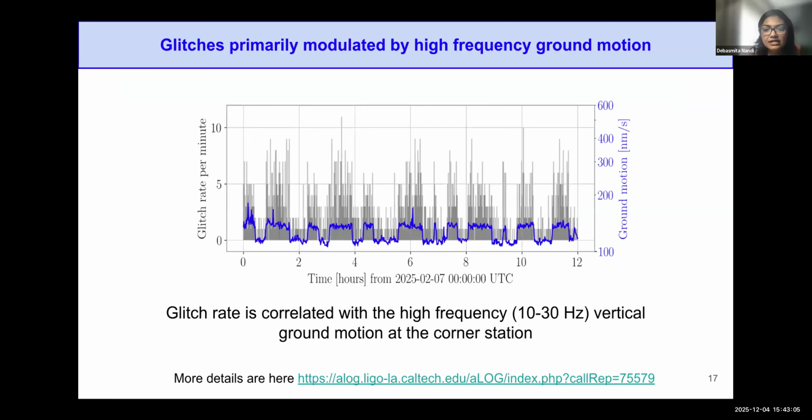But we noticed that the very high frequency ground motion, which is in between 10 to 30 hertz at the corner station, has this kind of oscillatory nature. And this plot shows that glitch rate of these glitches around 20 hertz aligns very closely with this ground motion. This type of ground motion can be created by some machineries which is running on around the corner station. And we saw this perfect alignment in the glitch rate with this type of ground motion.